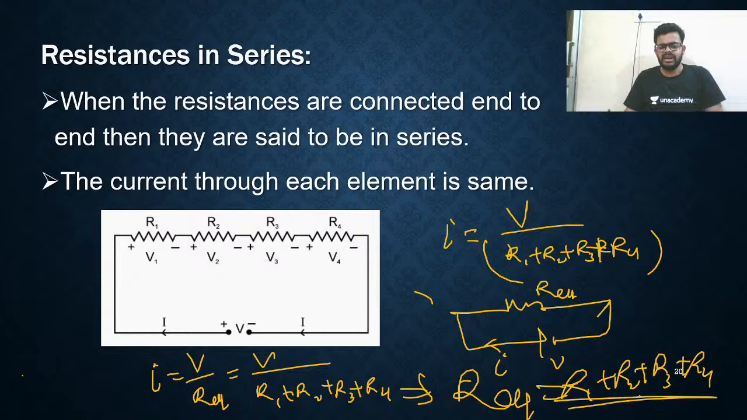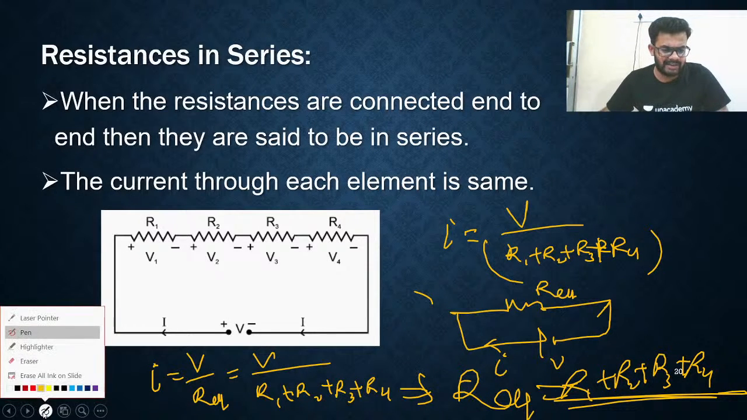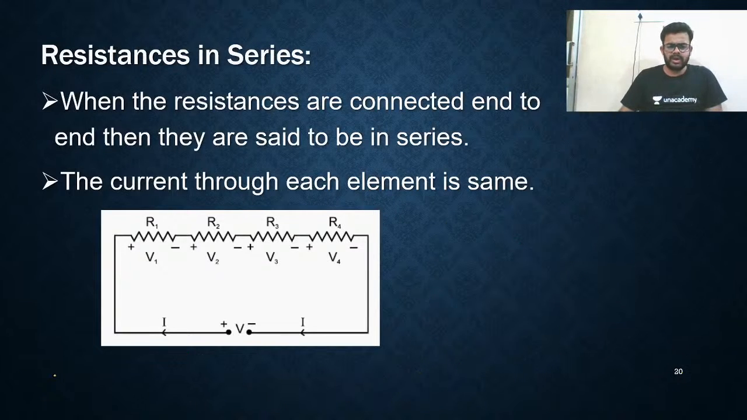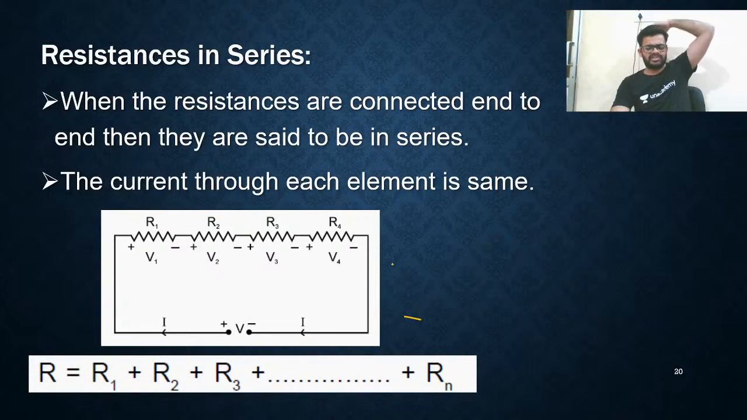Simply speaking, my dear, using KVL we can derive this. Skip the derivation, not required. I'll not repeat and I will not explain the derivation now. So finally what you are getting? You are getting equivalent resistance, that is the sum of all resistances in series.